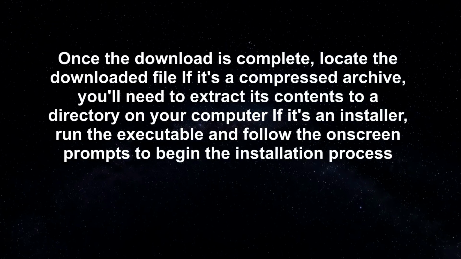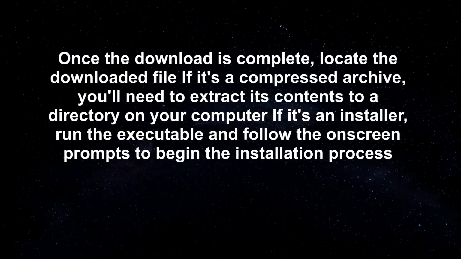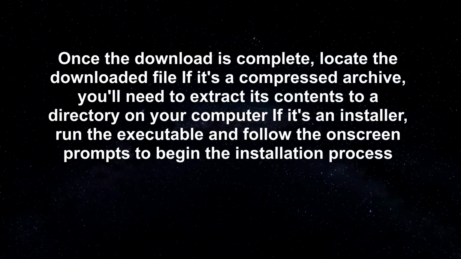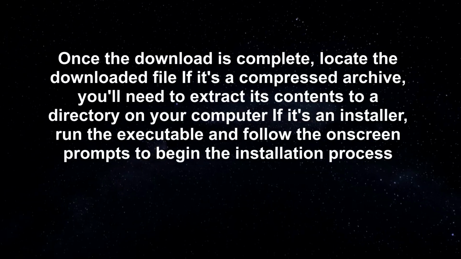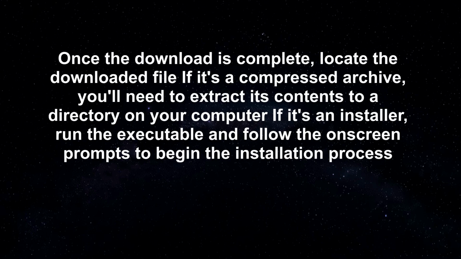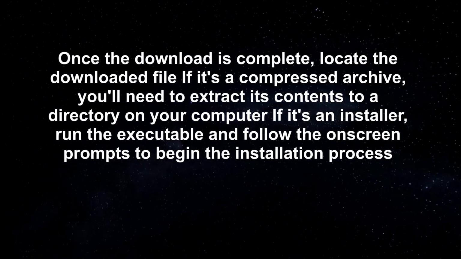Once the download is complete, locate the downloaded file. If it's a compressed archive, you'll need to extract its contents to a directory on your computer. If it's an installer, run the executable and follow the on-screen prompts to begin the installation process.